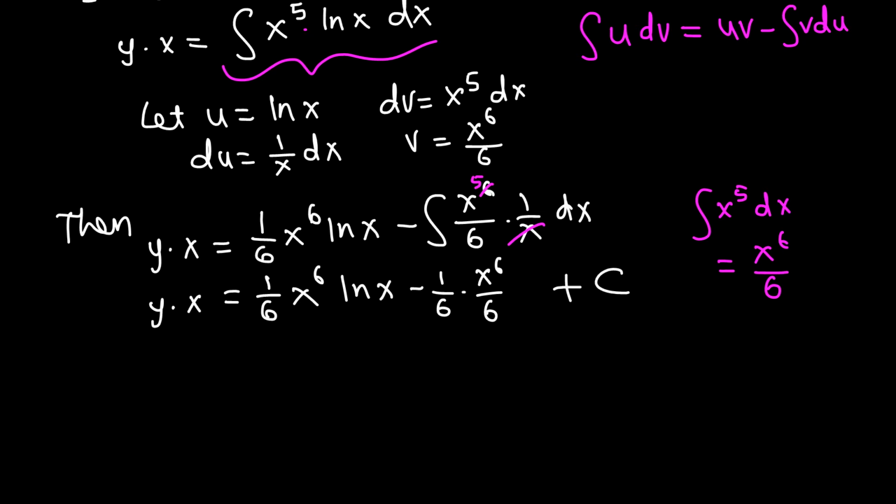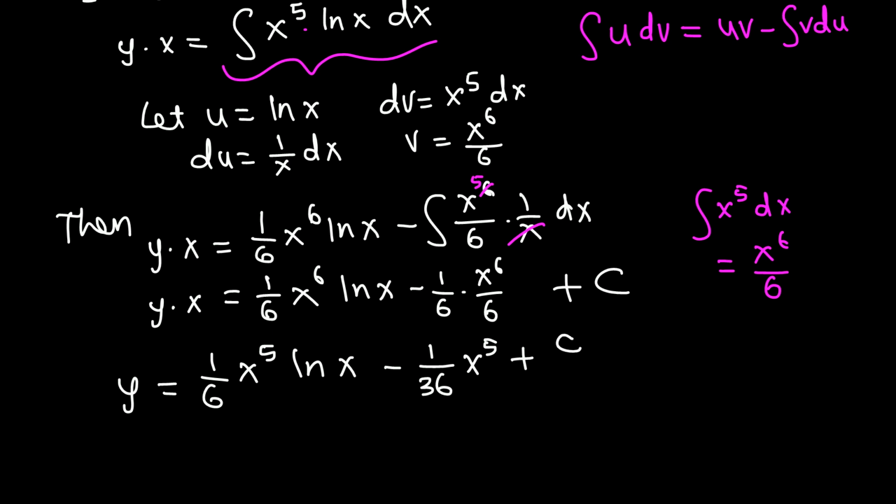Okay, almost. Now we need to isolate y. So we divide both sides by x. So y as a function of x is equal to, divide by x, so 1 over 6 x to the 5 ln x, minus this is 1 over 36. Yeah, we are dividing by x, so x raised to 5, plus we are dividing by x, so c over x. Final.